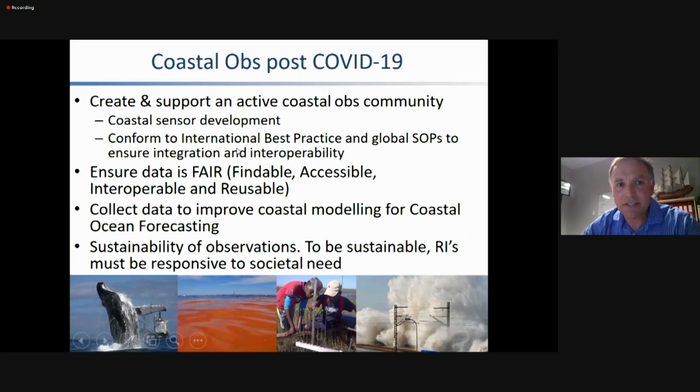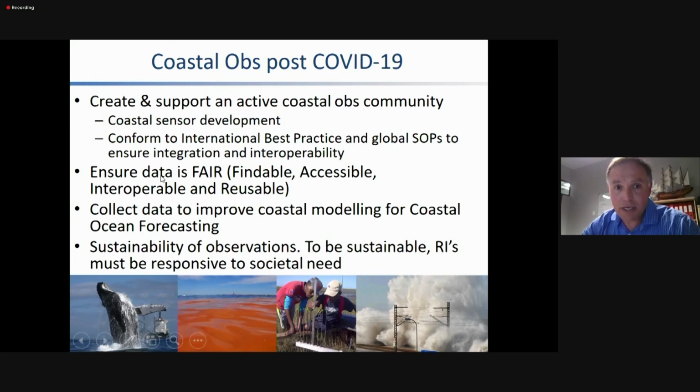And I think it is important that we create this community so that we can share experiences, especially around sensor development, so that we can conform to international best practice, and that we can develop standard operating procedures specifically for the coastal zone to ensure integration and interoperability between different observing systems around the Atlantic.